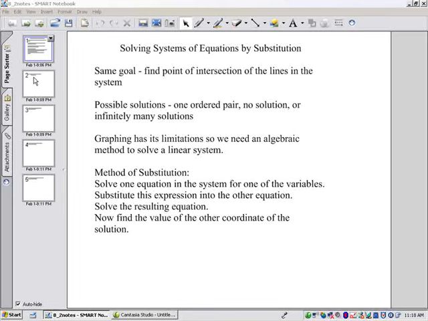This is Andrea Hendricks, and the topic of this lesson is solving systems of equations by substitution. This will be an additional method to solve systems of equations.